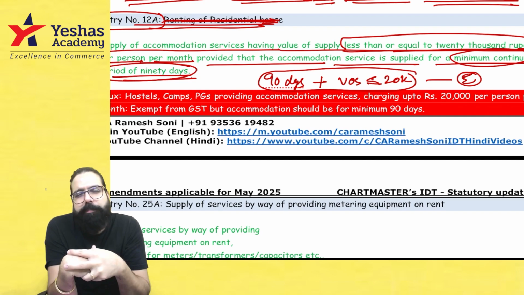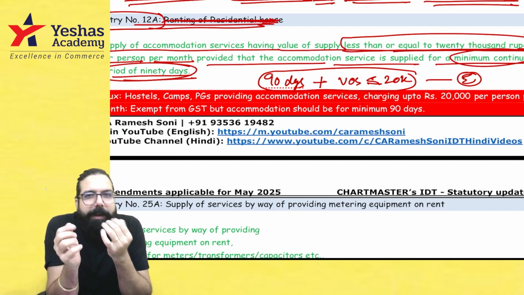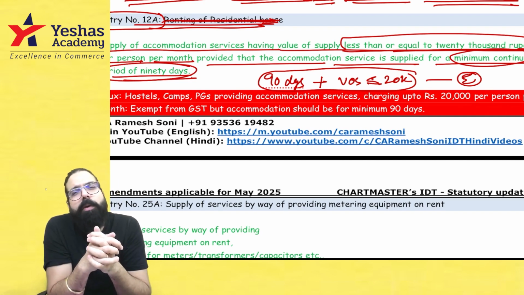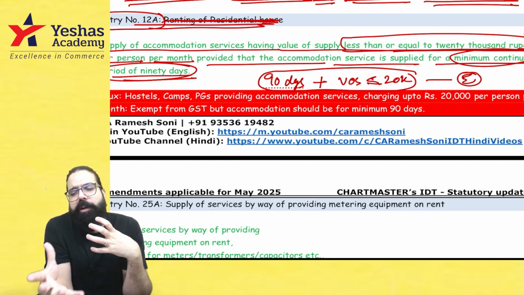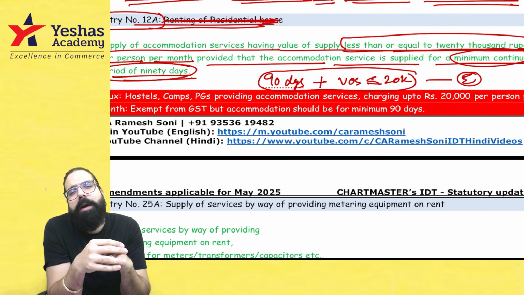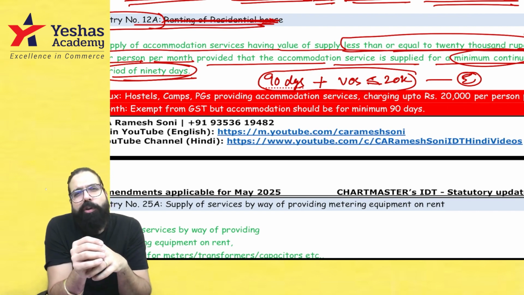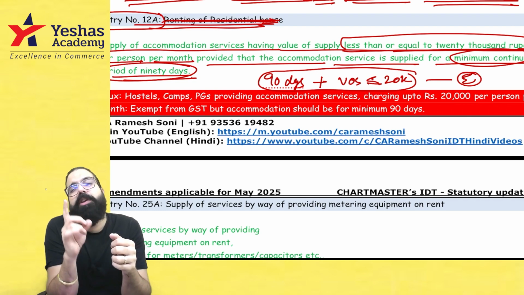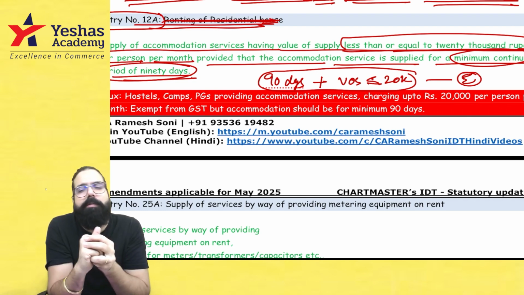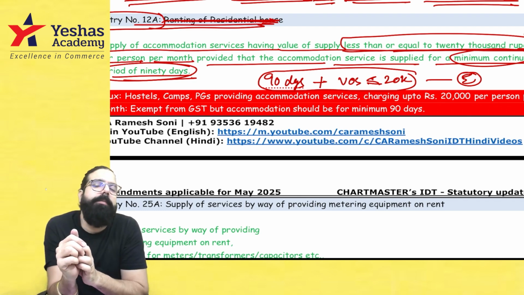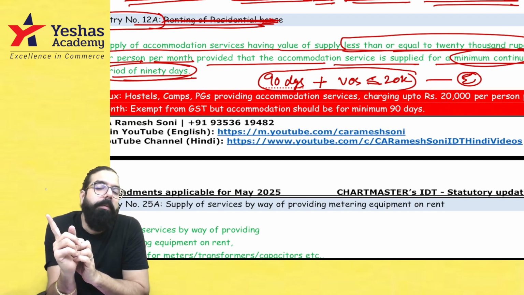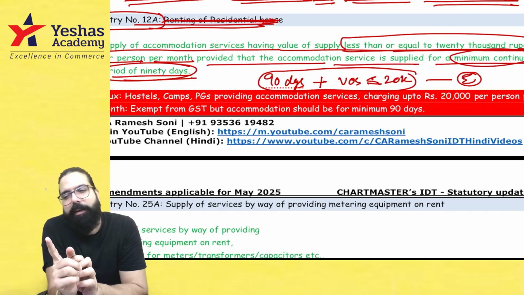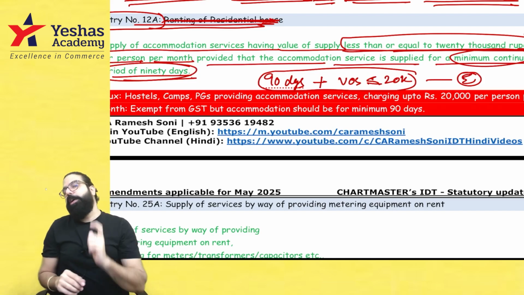Let me ask you one question. Ram PG Accommodations gives accommodation services to students. Sham, one student, came to his PG. Sham is going to stay for 6 months. But the PG charges are 25,000 rupees per month. Taxable or exempt? Remember, more than 20,000 rupees means taxable, because the amount is more than 20,000 rupees.